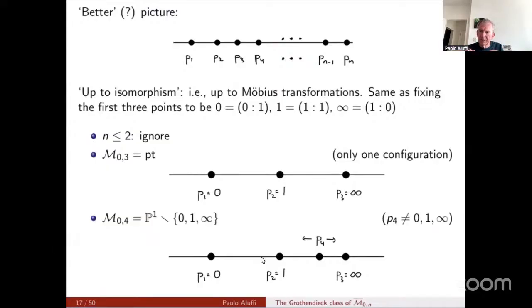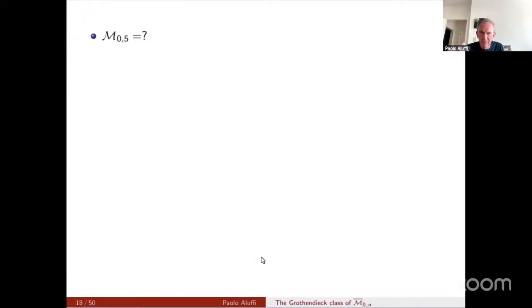Okay, so even with this, if you've never seen this before, you can start dreaming up how these spaces are put together. For example, M05: I have to fix 3 points and then give 2 points. To give 1 point is M04, to give the other point is another copy of M04, and the only thing you should avoid is that those points should not be the same. So literally M05 is P1 minus 0, 1, infinity, cross P1 minus 0, 1, infinity, minus the diagonal. The dimension is 2, as you should expect.